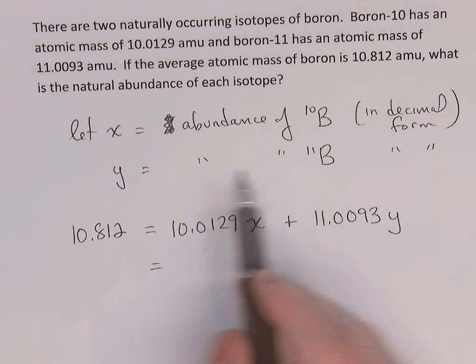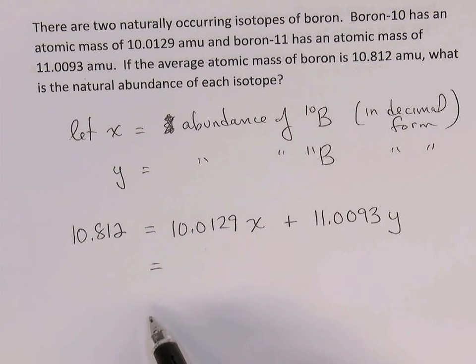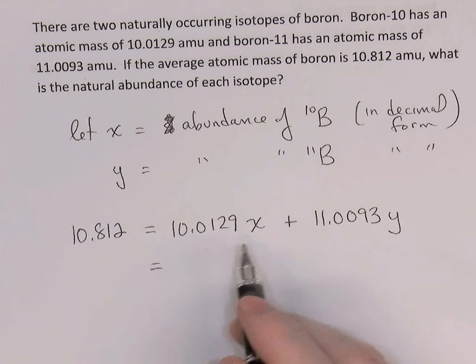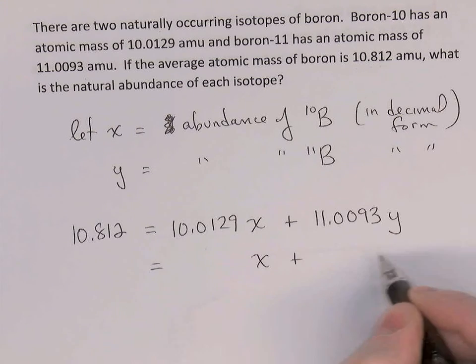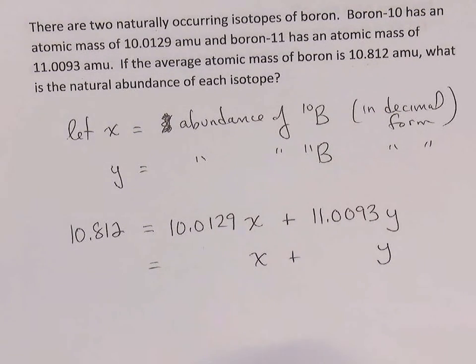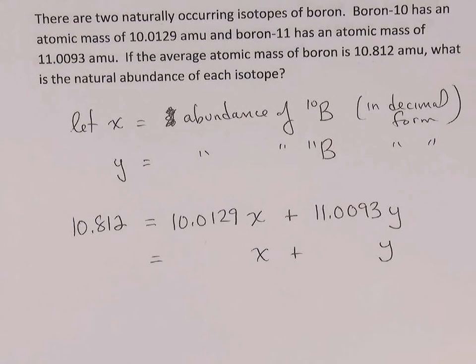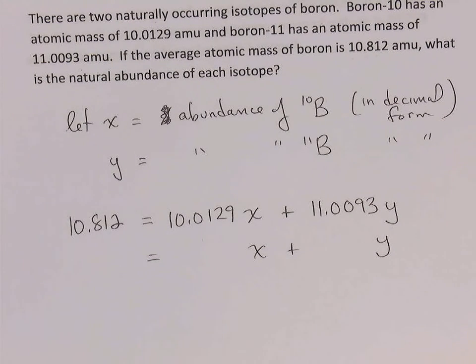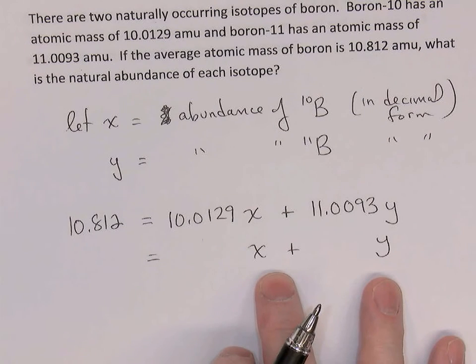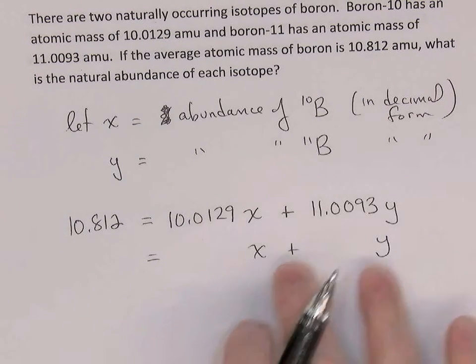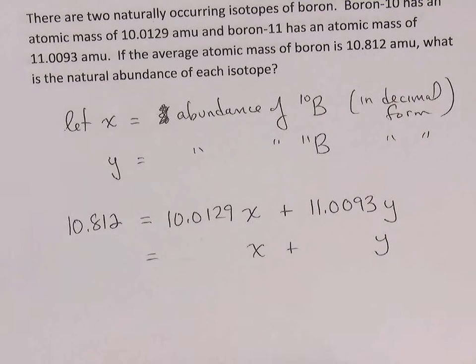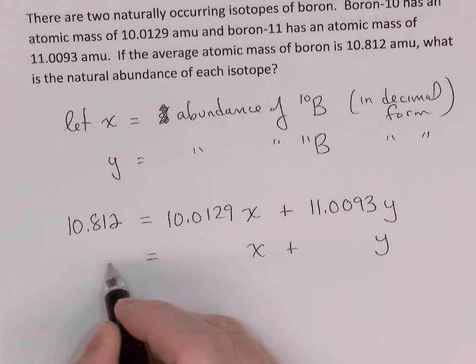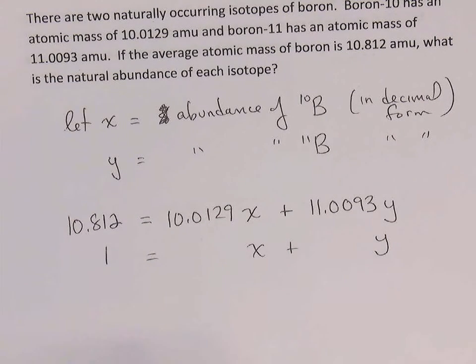Well, since there's only 2 isotopes, X and Y are their abundances, we should be able to add those abundances together, just X plus Y, and those should add up to 100%, right? There's 80% of one isotope, there'd have to be 20% of the other. So the isotope abundances here have to add up to 100%. However, because we expressed the abundances in decimal form, 100% would be 1, and exactly 1. So there we have it, our 2 equations with 2 unknowns.